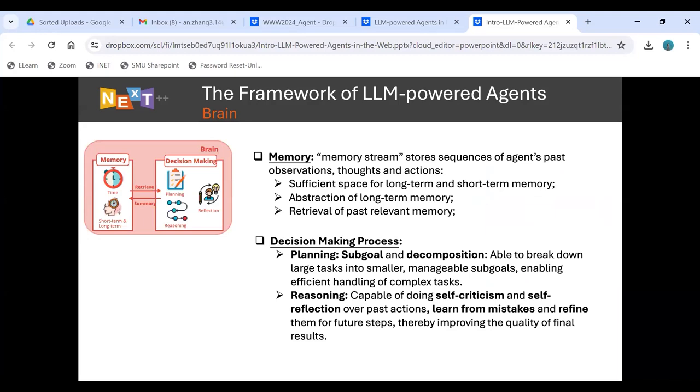The other aspect, of course, is the decision-making process. They should have the ability to plan sub-goals and decomposition, and also to do reasoning. For example, being capable of self-criticism and self-reflection over past actions. In a way, the key part of being human is that we are able to learn from mistakes. So can we teach our agents to have this kind of capability?